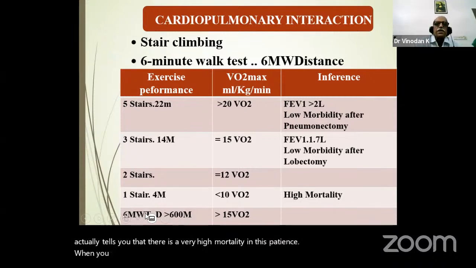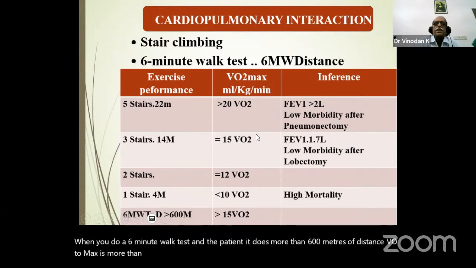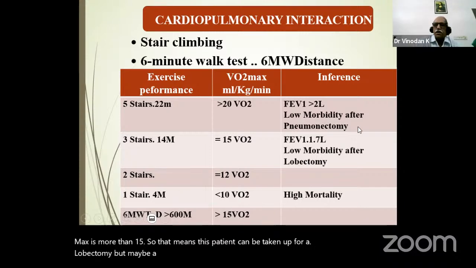When you do a 6-minute walk test and the patient covers more than 600 meters, you know the VO2 max is more than 50. That means this patient can be taken up for a surgery like lobectomy, but may be a poor candidate for a pneumonectomy.